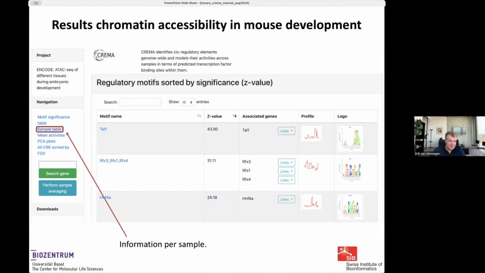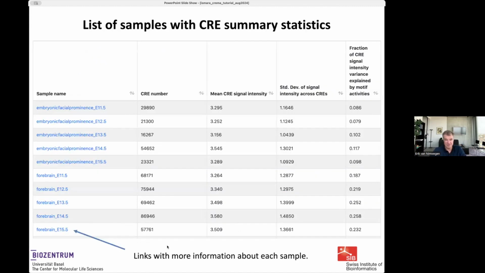So if you click on this sample table, you get a list of all the samples. And for each sample, it tells you what was the total number of CREs that we detected in this sample, so what were the number of significantly accessible DNA regions. And you see that this ranges from about 16,000 in this sample to 87,000 in this sample. And this tells you what was the mean density of reads in these CREs in these different samples.